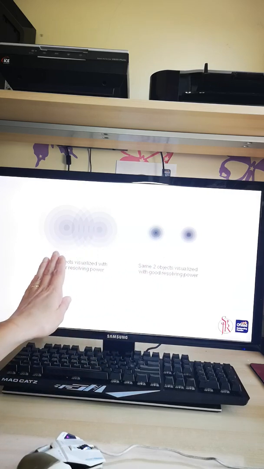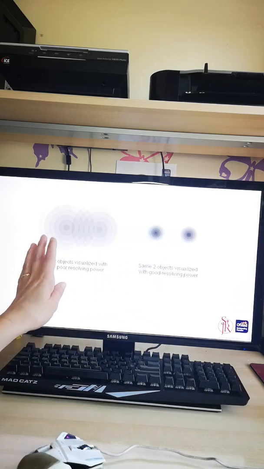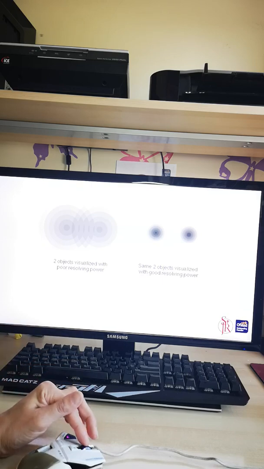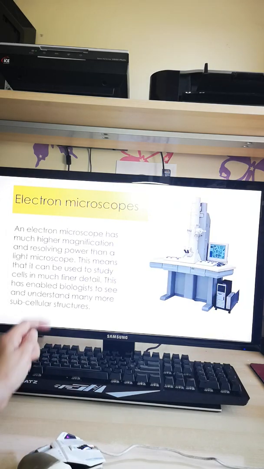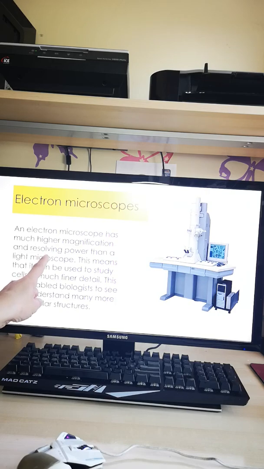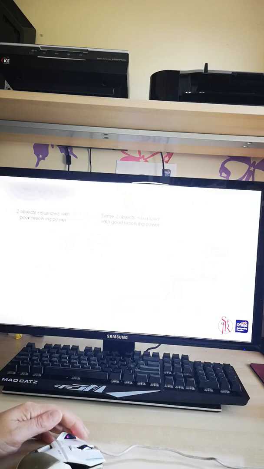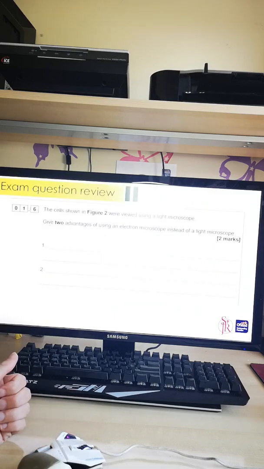For the light microscope, when you start to try to look at smaller objects to increase your magnification, it goes blurry like this because it's not got the resolving power. So our wonderful electron microscope can show us those finer details because it has that high resolution, that high resolving power. So this has hit in an exam question last year.